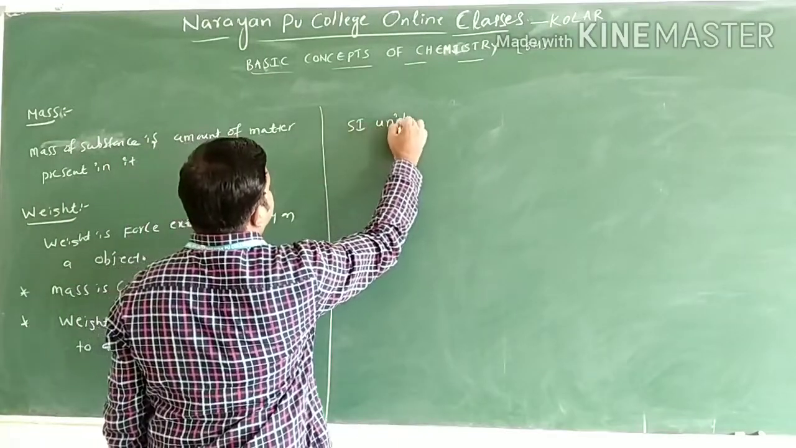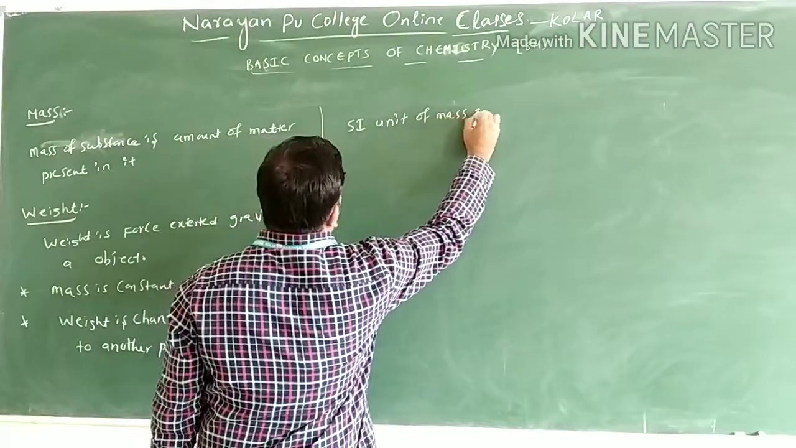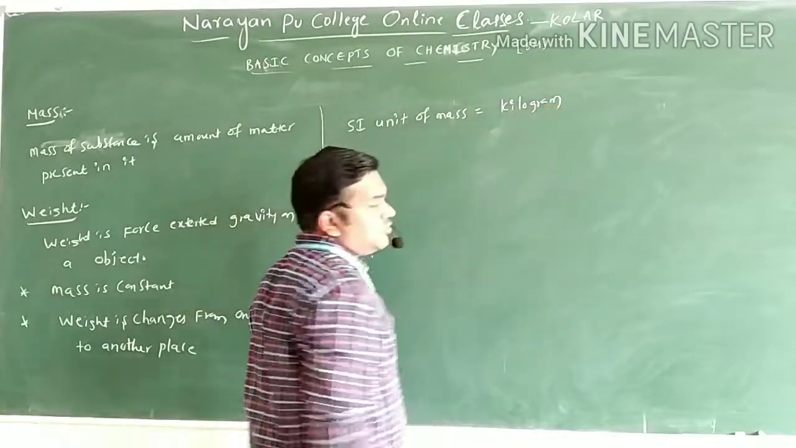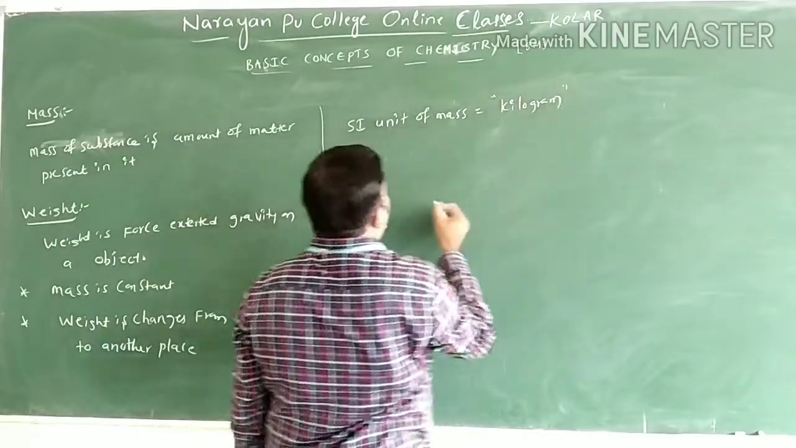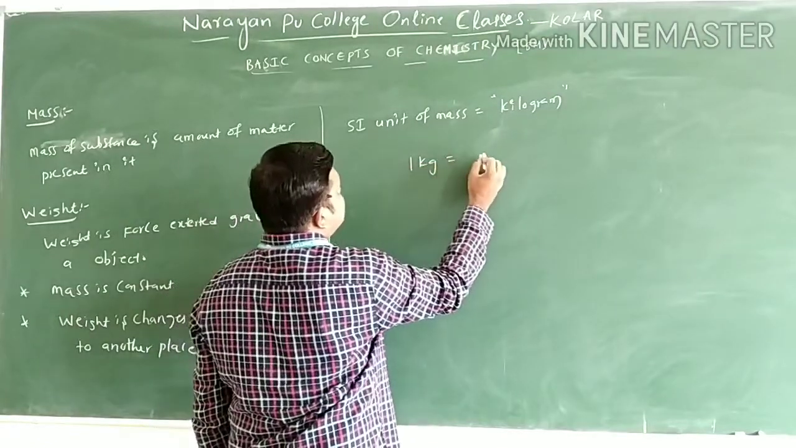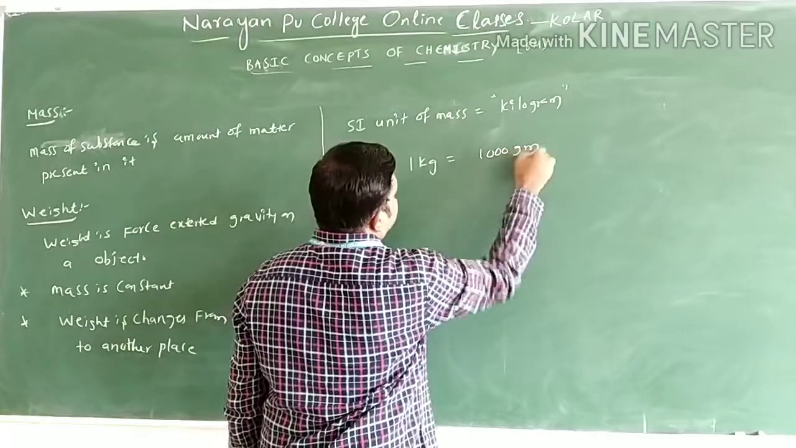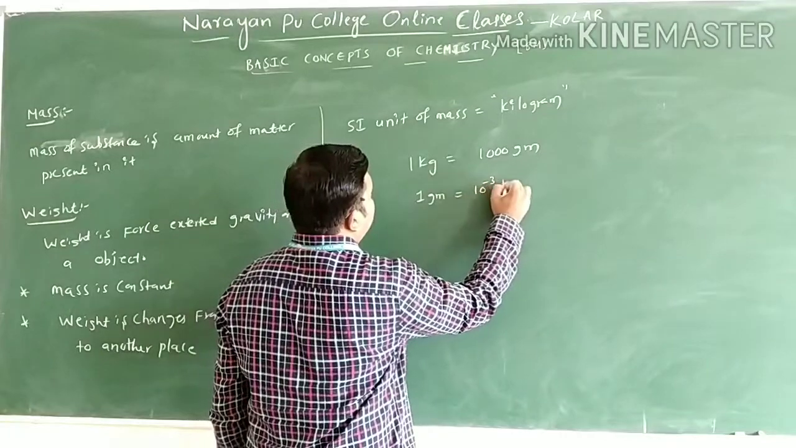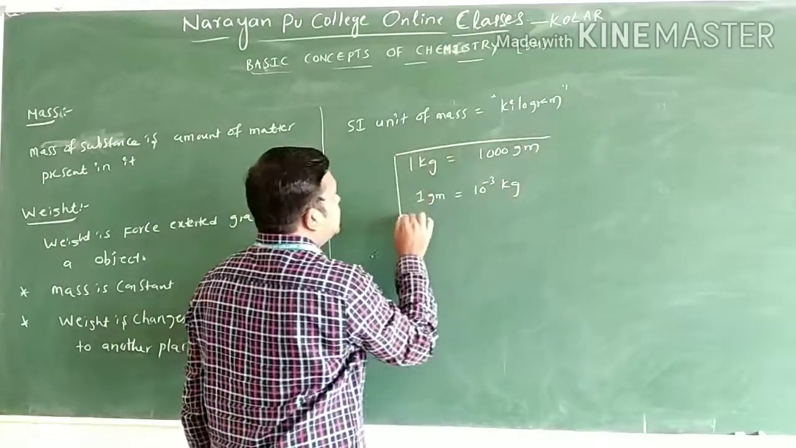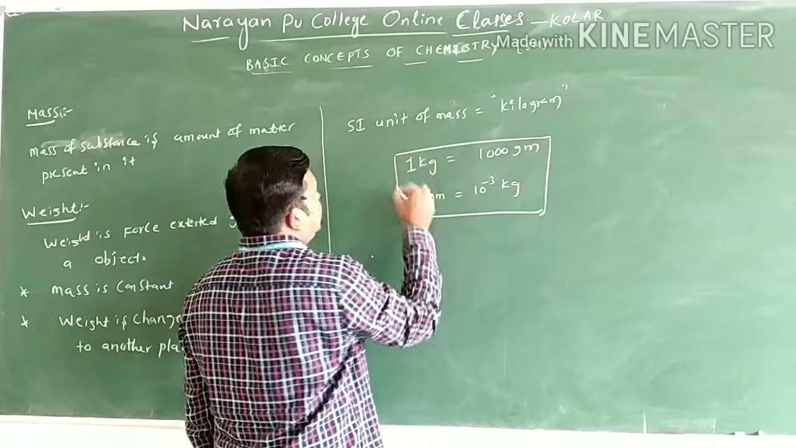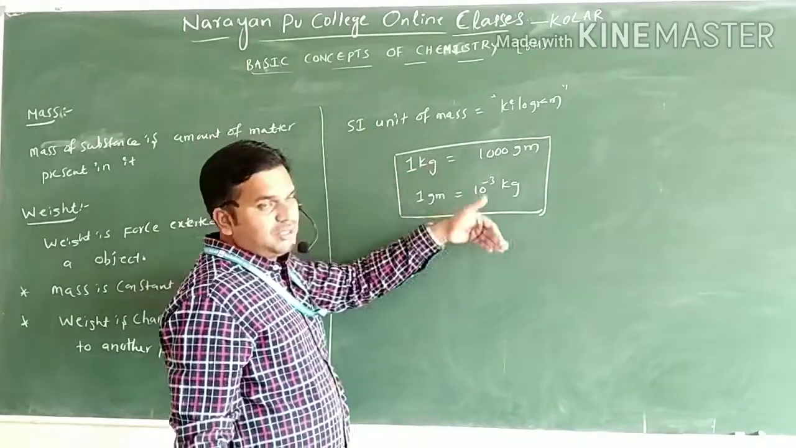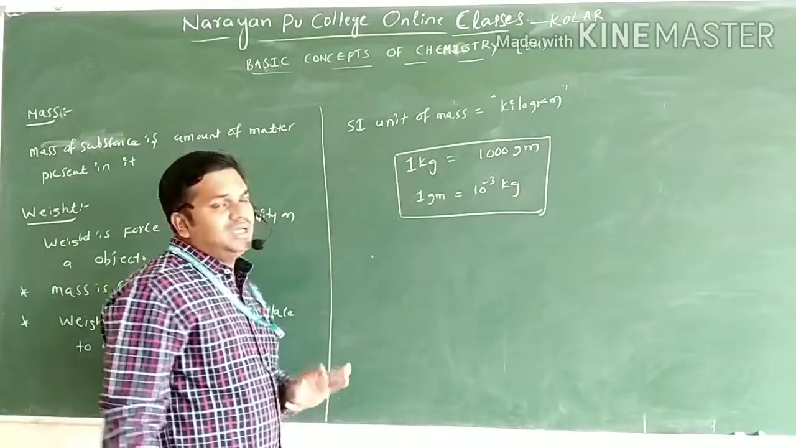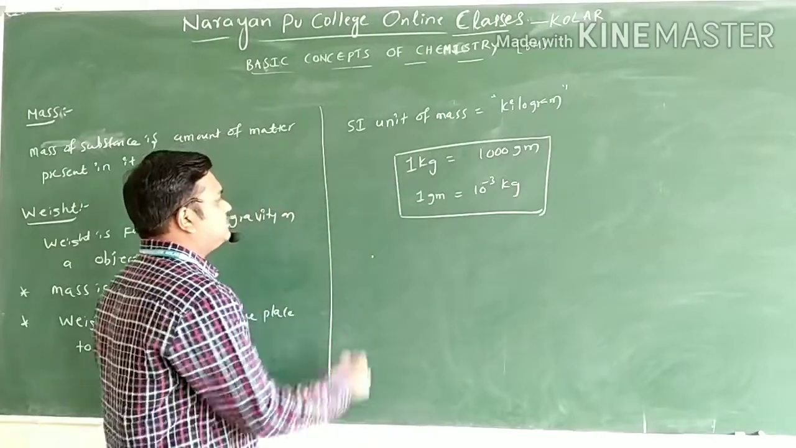So what is the SI unit of mass? The SI unit of mass is the kilogram. So if we write 1 kilogram, 1 kg is equal to how many grams? You will write 1000 grams only. From this we can write 1 gram is equal to 10 power minus 3 kilograms. So these units are very important for us. I think you understood. 1 gram is equal to 1 by 1000, which is 10 power minus 3 kilograms. This is regarding the SI unit of mass only.